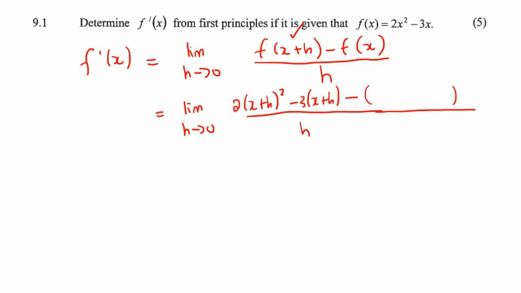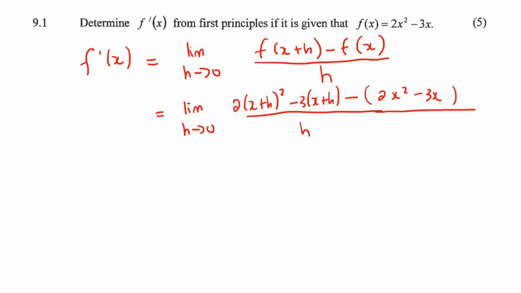So what is f of x? Well, that's an easy one. f of x is literally just that. So I go 2x squared minus 3x. Now, that's the difficult part, by the way. If you can get that part right, then usually it's okay. Remember to put a bracket here. That's very important. Now, in the next step, we are going to go and simplify.